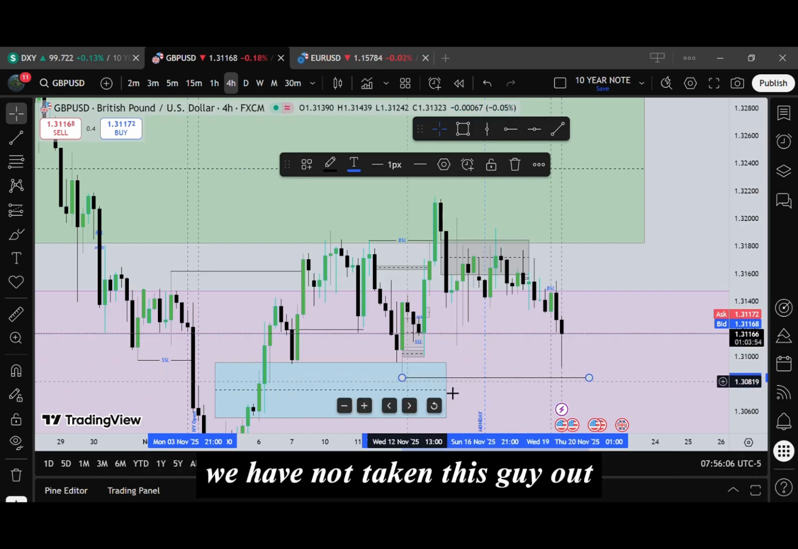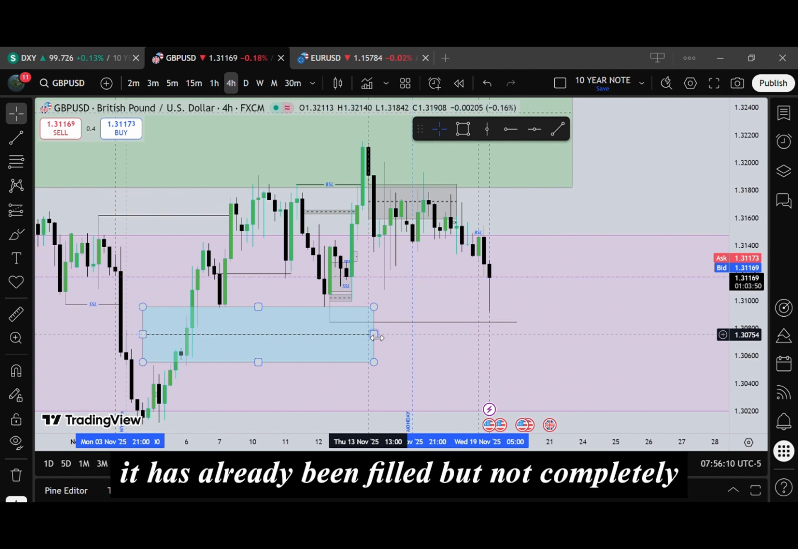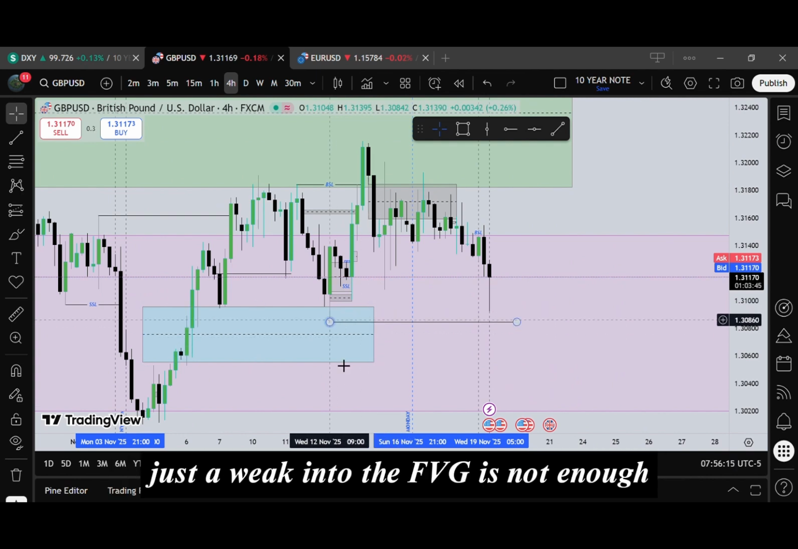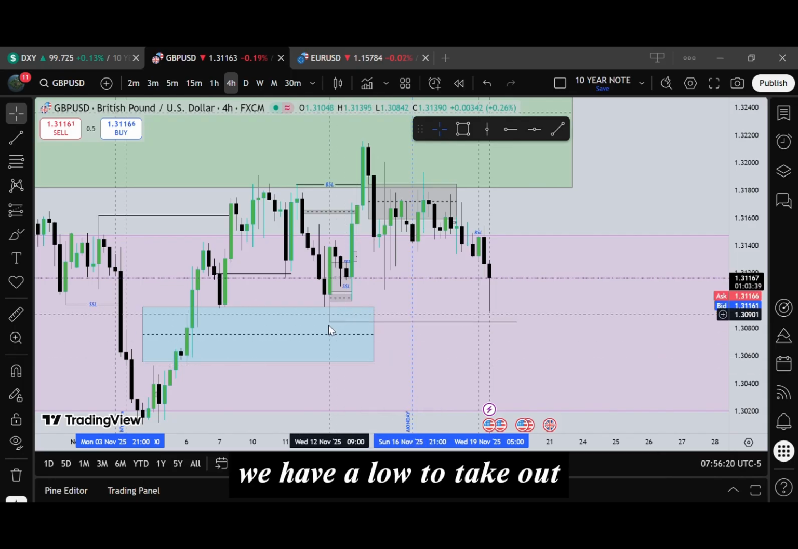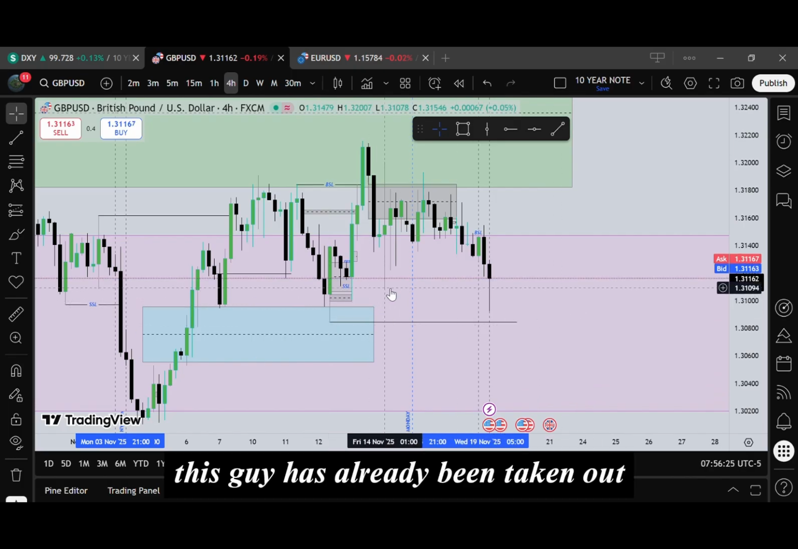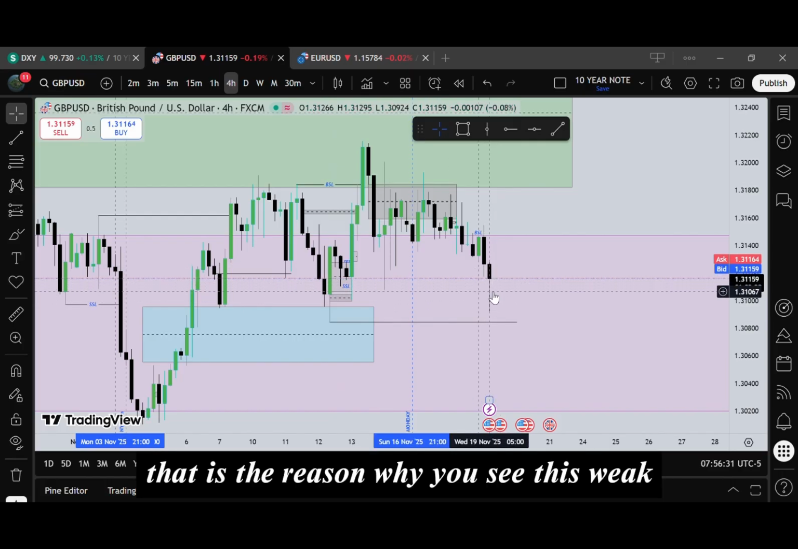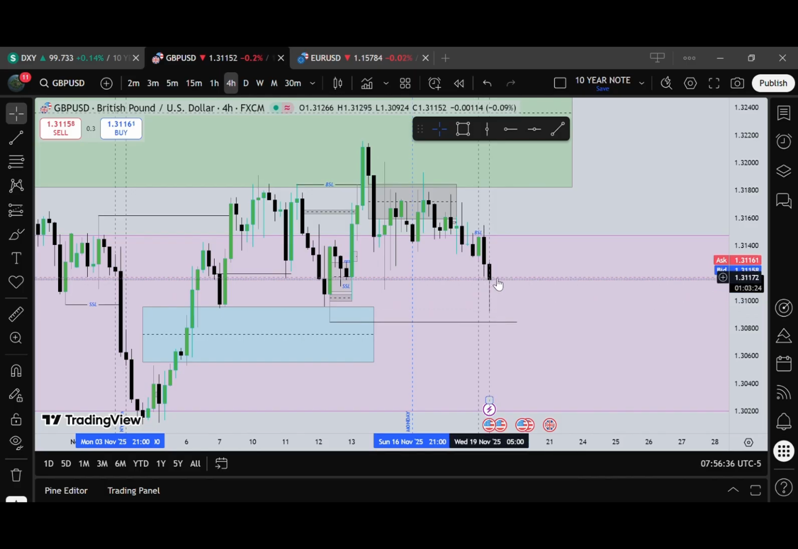We have not taken this guy out. We still have a fair value gap here. It has already been filled, but not completely. We're still coming back there. Just a brick into the fair value gap is not enough. Or else we are in a very bullish scenario. We have a low to take out. This guy has already been taken out. Then we have this one. When the market took out this guy, we had the retracement. That is the reason why you see this long weak candle going up. You see?